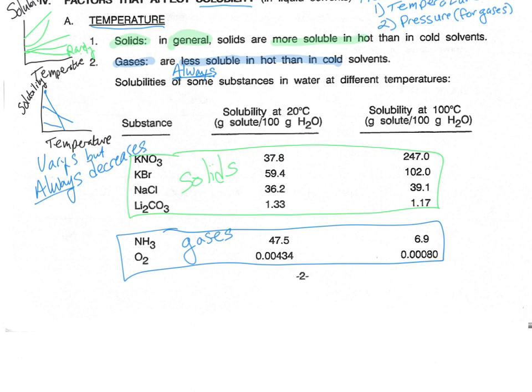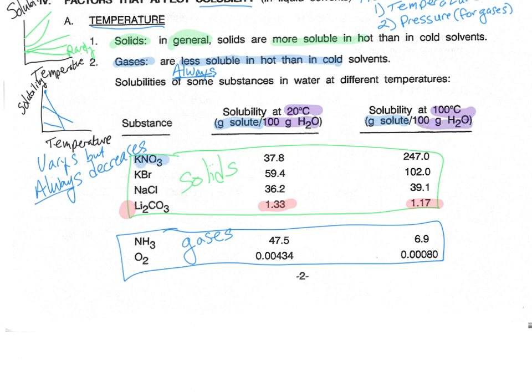Hopefully, you notice that lithium carbonate has become less soluble as the temperature goes from 20 degrees Celsius to 100 degrees Celsius. That is not common for a solid, but it does happen rarely. So again, on these charts, we notice that the solubility is given at a specific temperature, and it is the number of grams of solute for every 100 grams of solvent, in this case water.